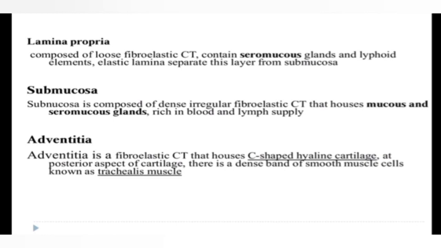If we talk about the outermost layer, that is the adventitia. The adventitia contains the C-shaped hyaline cartilages. It is a fibroelastic connective tissue. At the posterior aspect of the cartilage, there is a dense band of smooth muscle cells, and this is known as the trachealis muscle.